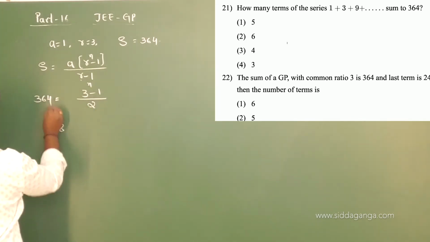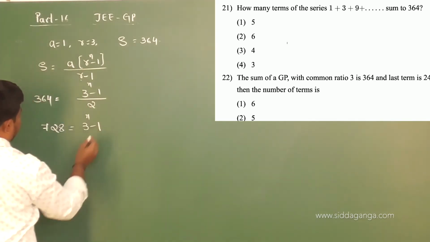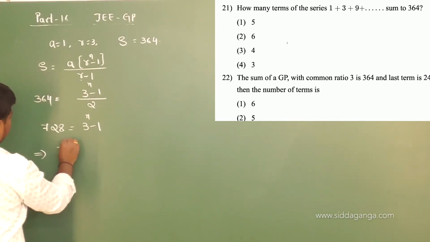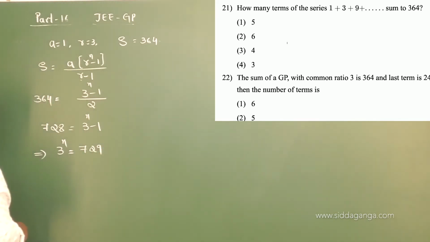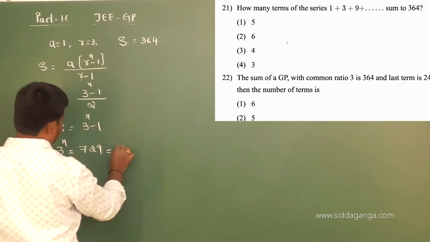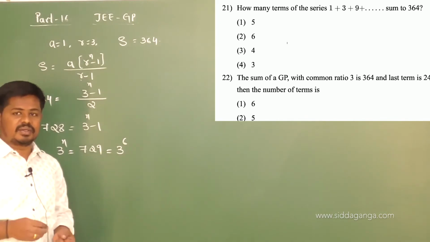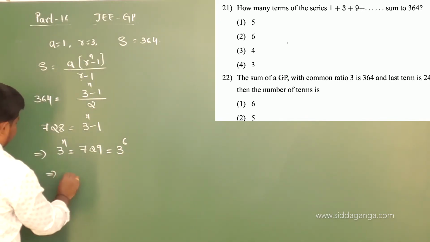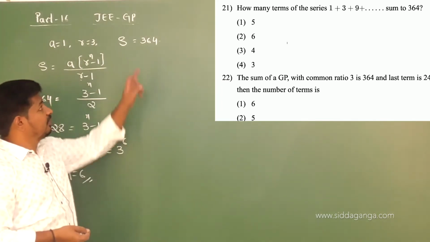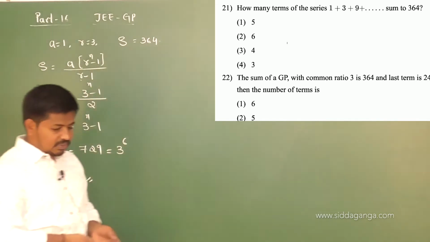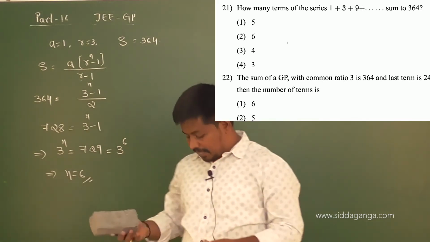So we get 728 equal to 3 power of n minus 1, or this gives 3 power of n, let me take minus 1 to the left side, you get 728 plus 1, 729. So 729 is the same as 3 power of 6. You mean when you multiply 3 six times by itself, you get 729. So this gives n is equal to 6. You mean the sum of first 6 terms of the given series gives 364. Okay, so your option is second, that is 6.